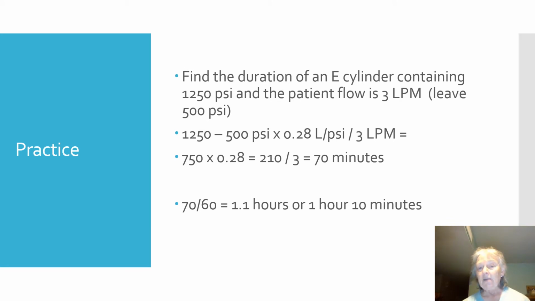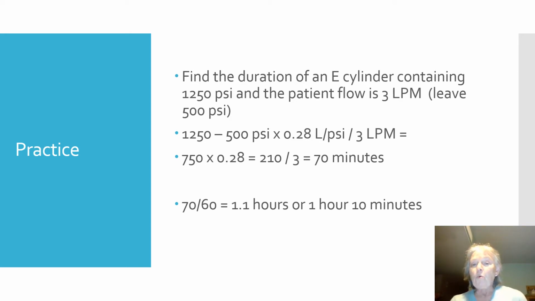So here's an example. We have the duration of an E cylinder, has 1250 psi. Patient flows 3 liters per minute. They're in the hospital. You have to leave 500 psi. This is a requirement for the hospital, okay? So 1250 minus 500 gives you 750. The cylinder factor for an E cylinder is 0.28 liters per psi. So you're going to multiply it by that 0.28, come up with 210.